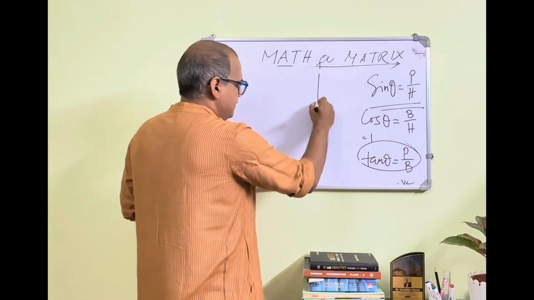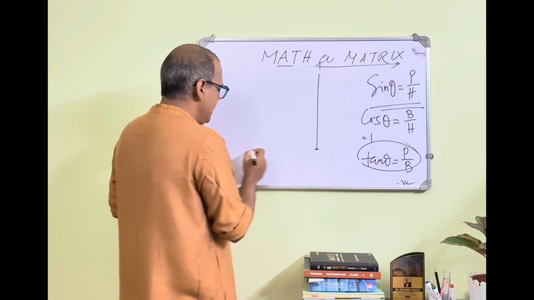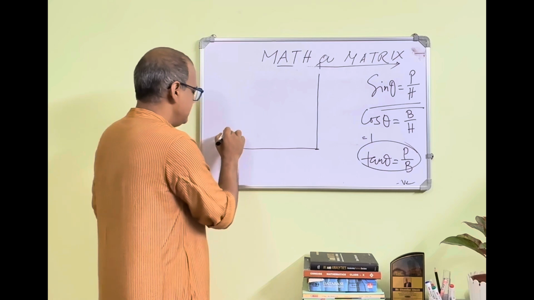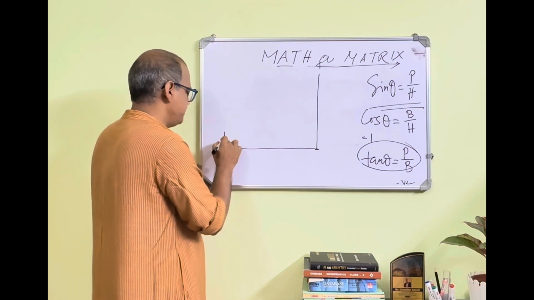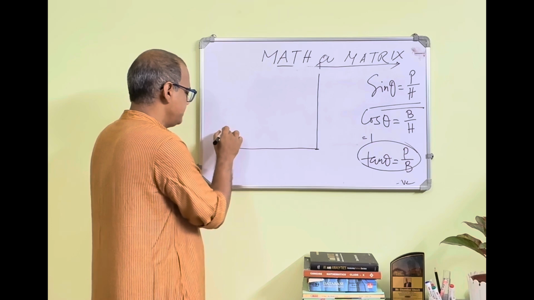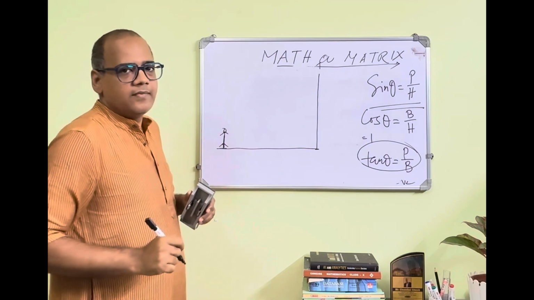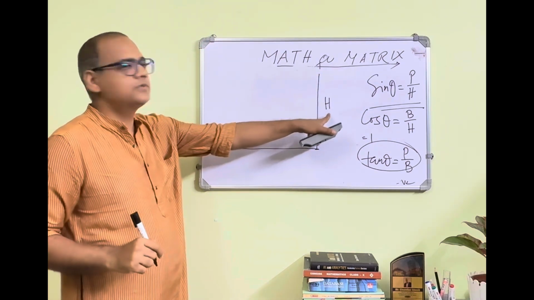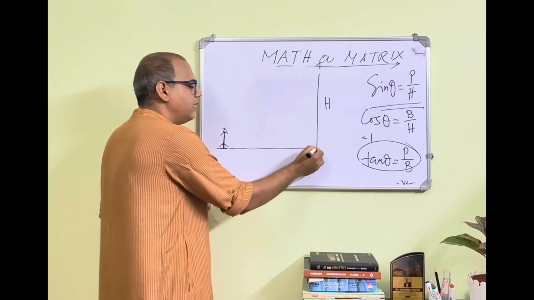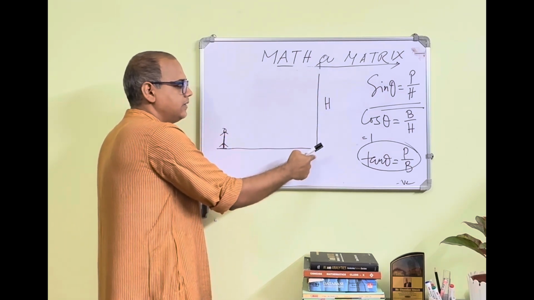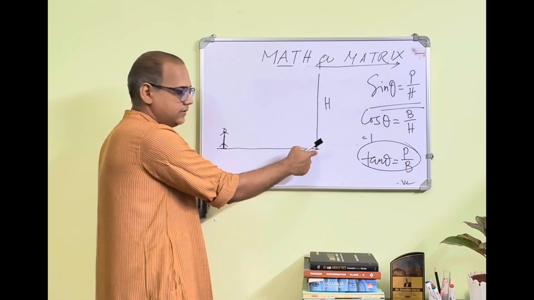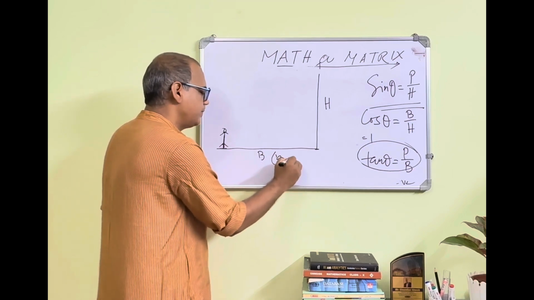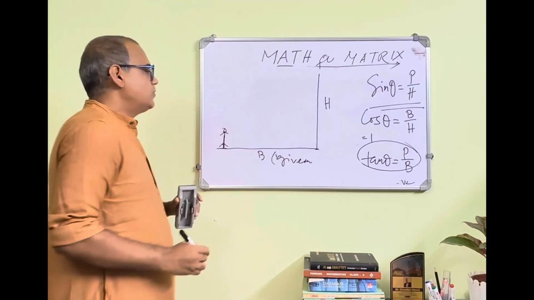Let's say this is Burj Khalifa, and you are standing here. This is you. And let's say this is the height. I need to measure the height of Burj Khalifa. What is given is how far I am from the base of this monument. Let's say this is P. This is given. So how can I do that?